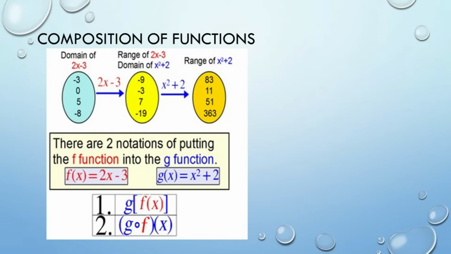We have basically two notations. The first one, g and within brackets f(x), and then another one, g of f. That means g of f. In books and when we are teaching, we use these two notations.